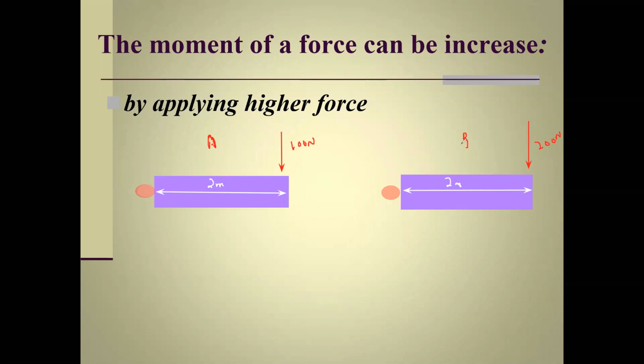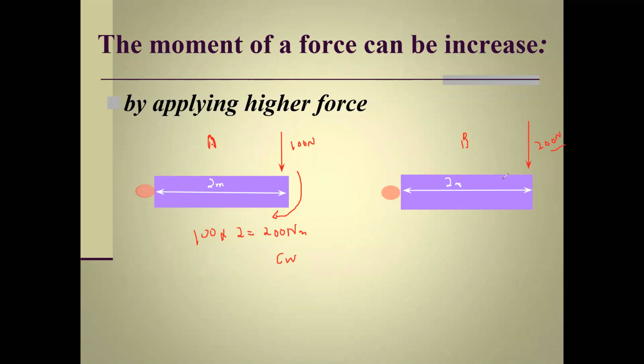So B will have a greater turning effect or greater moment, and how can you calculate it? So it's 100 multiplied by 2. You will get 200 Newton meter. And which direction will this rotate? This will rotate like the clock. So that's why it is clockwise.